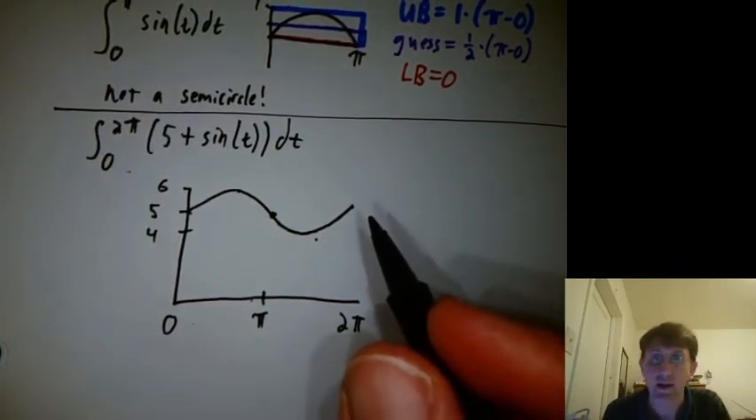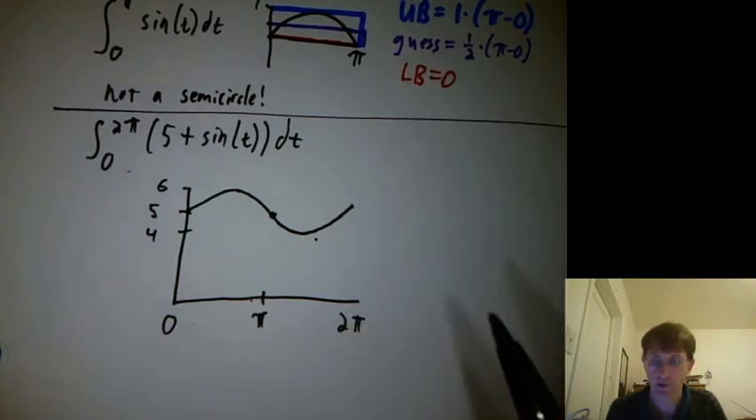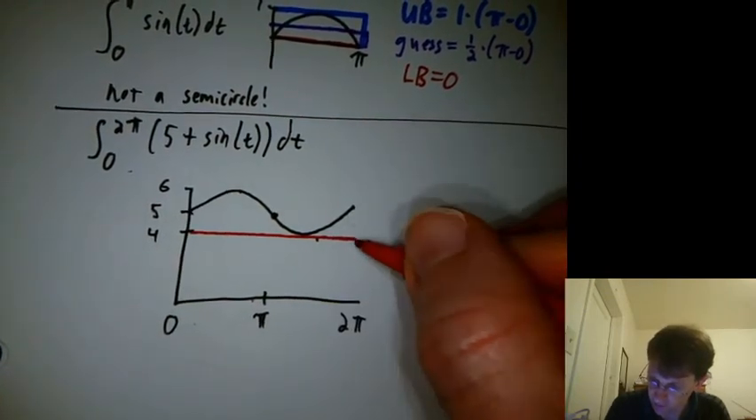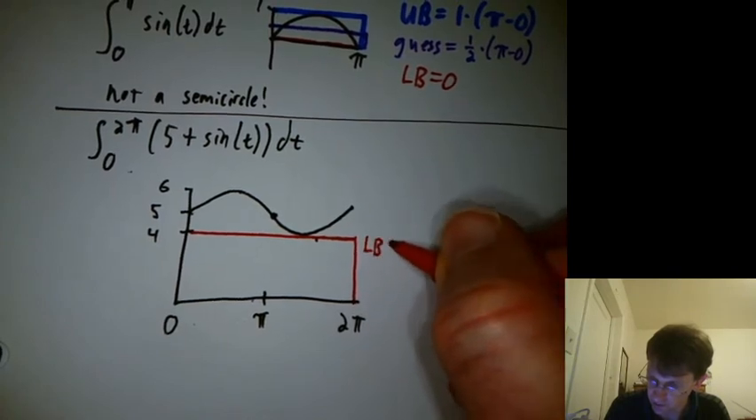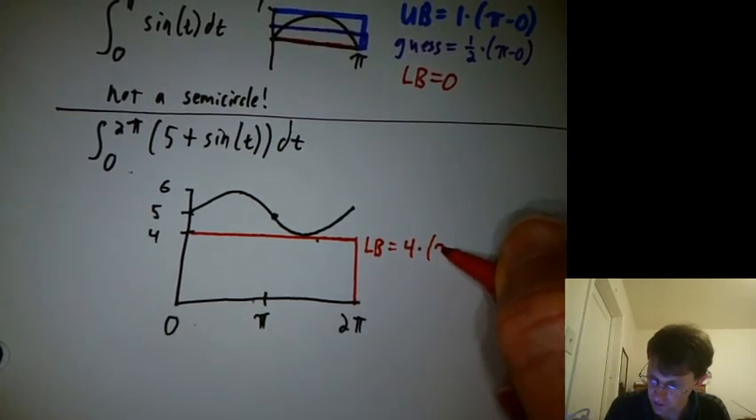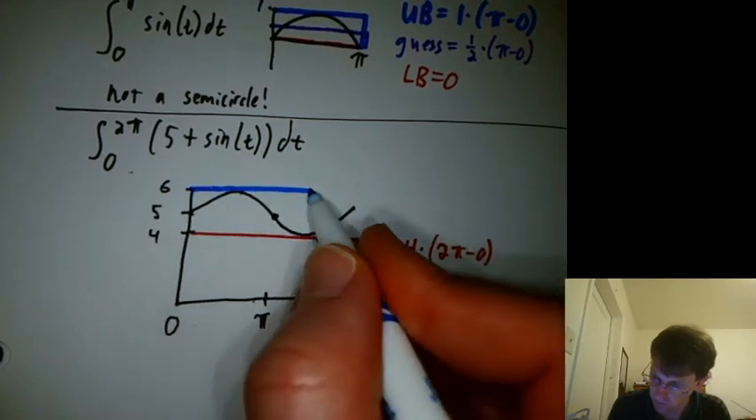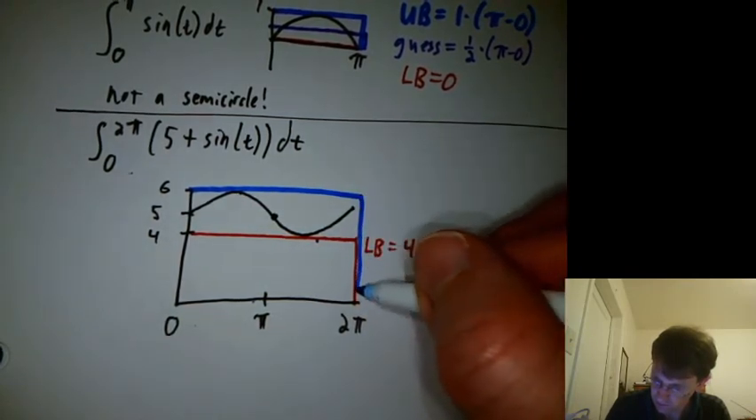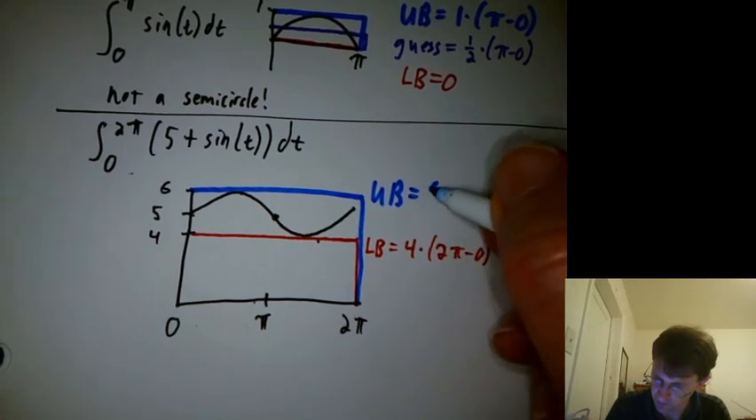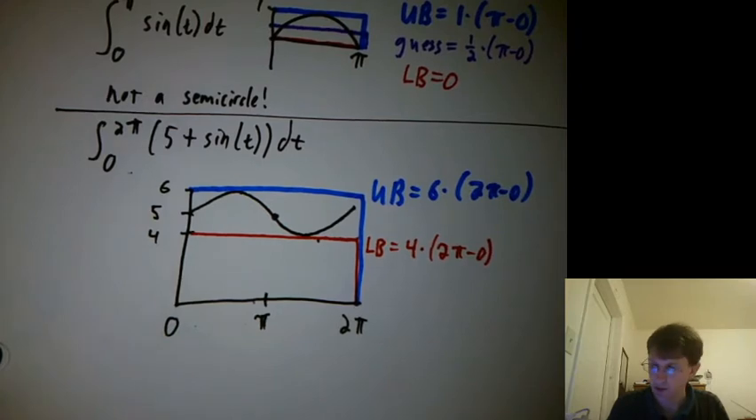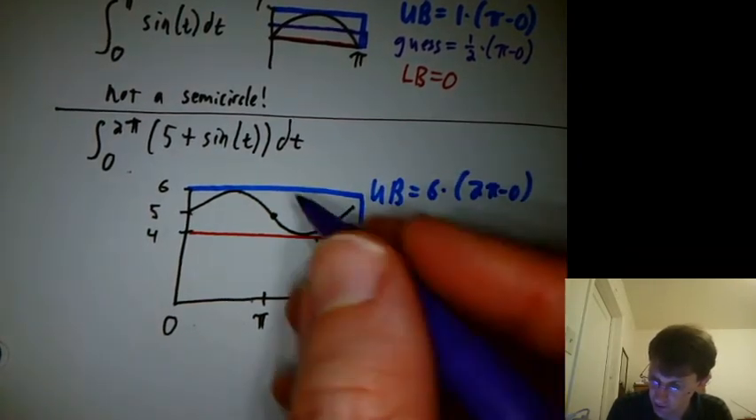I wonder. Maybe upper bound, lower bound, and guess. Now this time the lower bound is slightly more interesting. This function never gets below 4. So our lower bound is a height of 4 times 2 pi minus 0. What's our upper bound? It's a height of 6 times 2 pi minus 0. And then what's our guess? Halfway between 4 and 6.